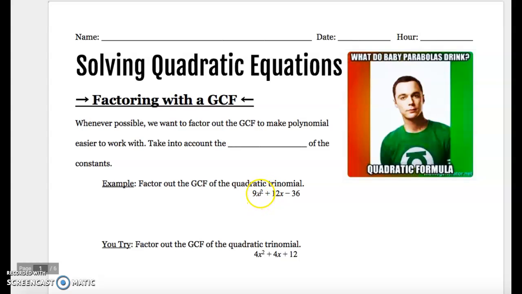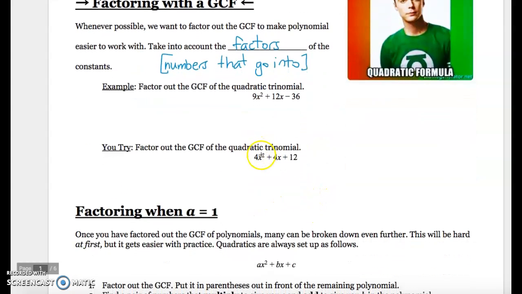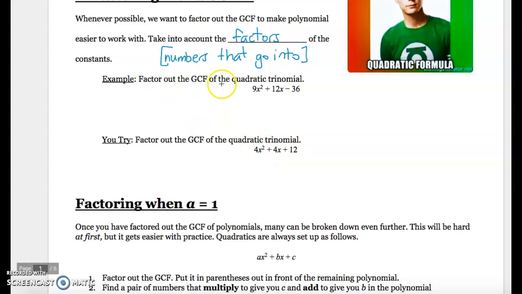So that's how you get a quadratic, and to solve them we have to be able to factor, which is the skill we're developing today. The first step that you are always going to want to try with quadratics is to factor out a GCF, or greatest common factor, which makes your whole polynomial a little easier to work with. So you need to take into account the factors of your constants as well.